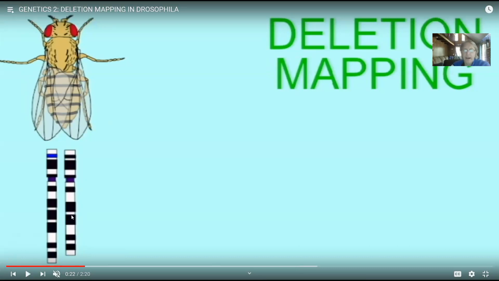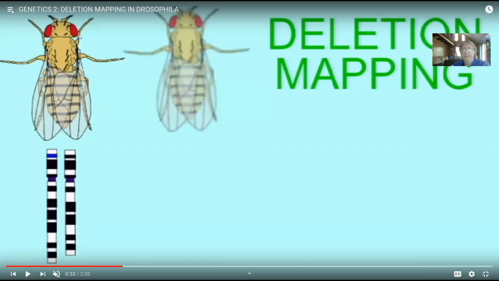We're missing a region here. And then we could create a heterozygote which has one chromosome for this new mutation that we're studying, and the other chromosome has a deletion. And then the question could be, do we see the mutant phenotype in our heterozygous fly that has the two different kinds of chromosomes?